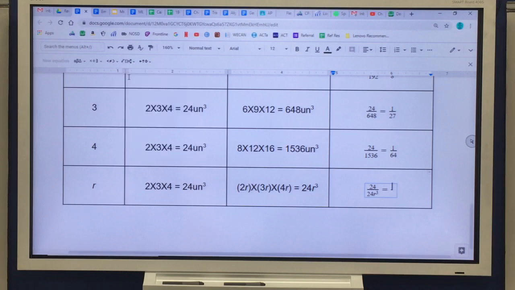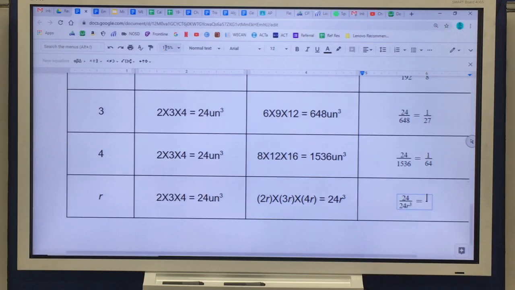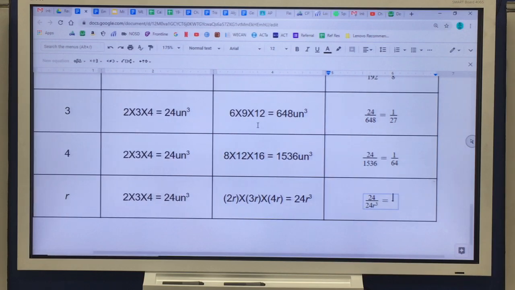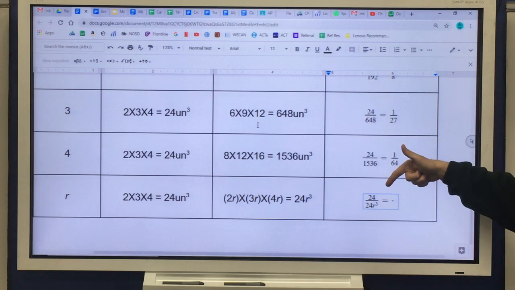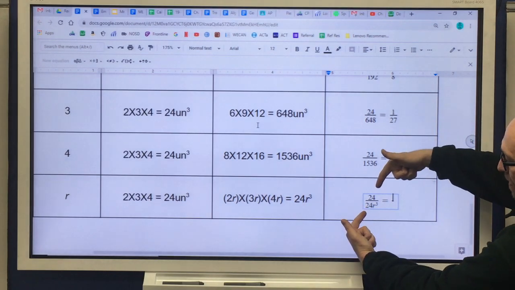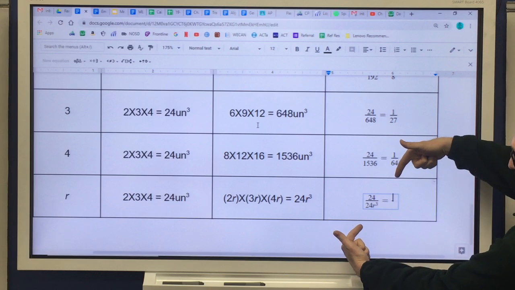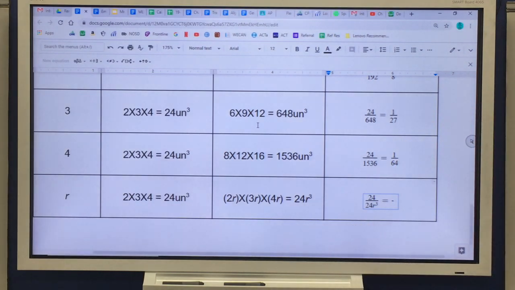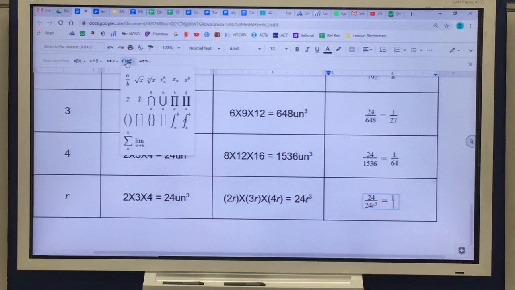And if you look at this really close, and I will zoom in a little bit more. Hopefully you can see this pretty well. If you look at this really close, I have a 24 on top and I have a 24 on the bottom. I can cancel those out. They reduce. So I'm going to rewrite this without those 24s. That means it is 1 over r to the third.